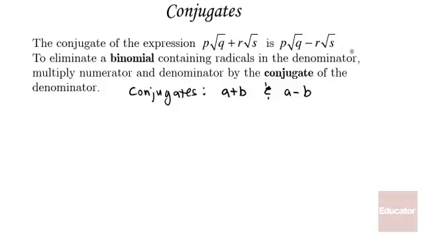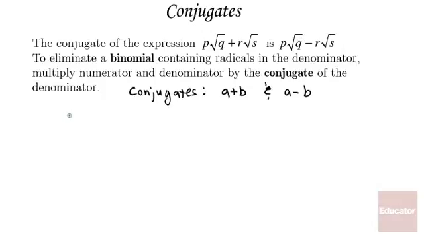So now looking up here with the radicals, the conjugate of p radical q plus r radical s is p square root of q minus r the square root of s. So same terms here, here, here, and here, just different signs. So in order to get that radical out of the denominator, if you're dealing with a binomial, you need to multiply by the conjugate of the binomial.